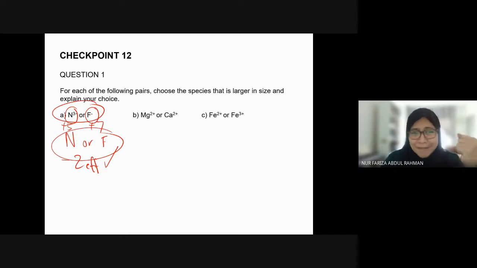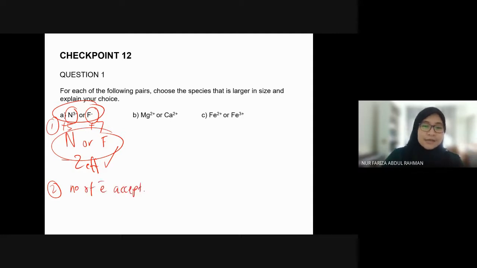Right. You have to add a bit more because this is an ion, we are talking about ions. So you have to mention Z effective. Secondly, you have to mention the number of electrons accepted. The more electrons accepted into the atom, by right, the higher the shielding effect. The shielding effect causes the attraction between nucleus and valence electron to become weaker and therefore the size becomes larger. Same thing. So highlight Z effective and also the number of electrons accepted.